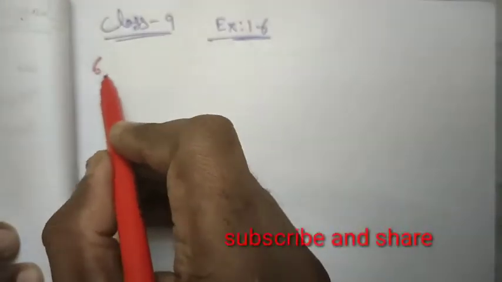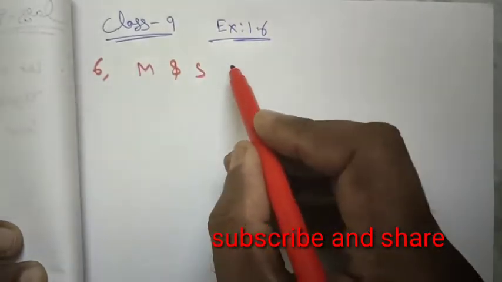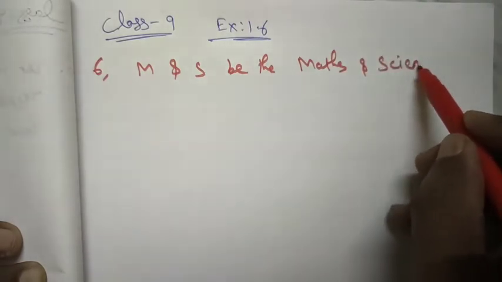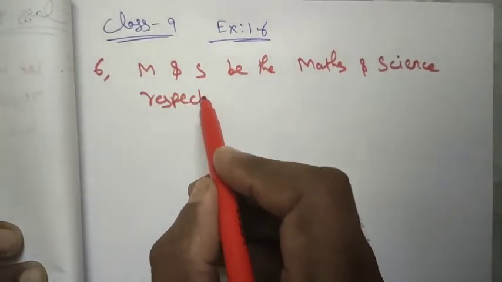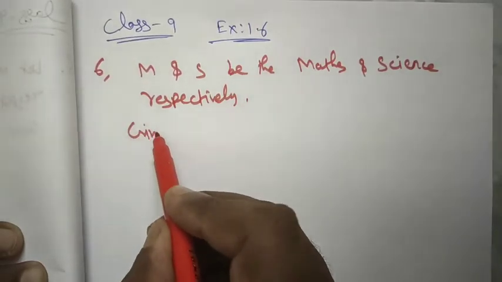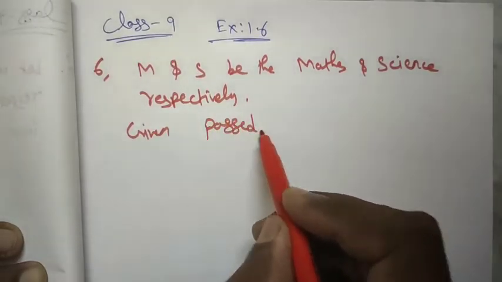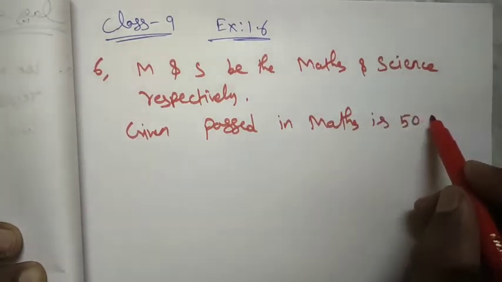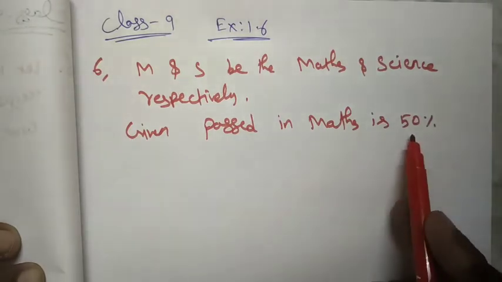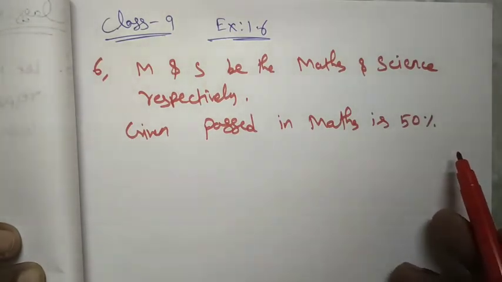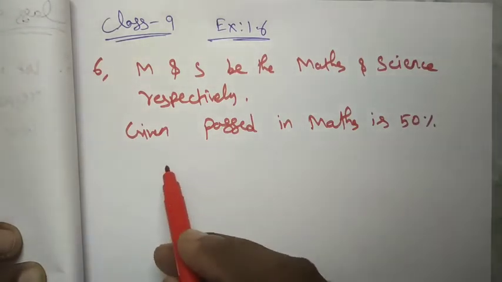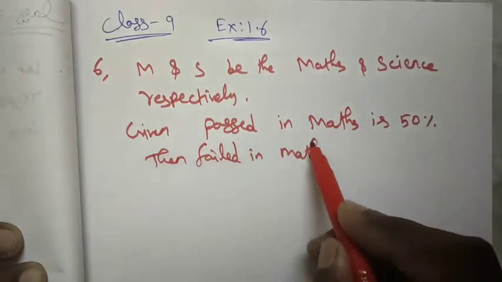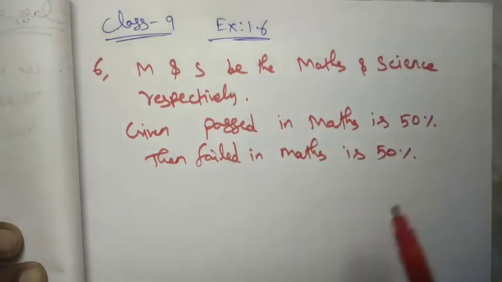Let me take M and S be the maths and science respectively. First one given, passed in maths or mathematics is 50%. Then passed 50% means, what about the failed percentage? That is also 50, right? Then failed in maths is 50%.